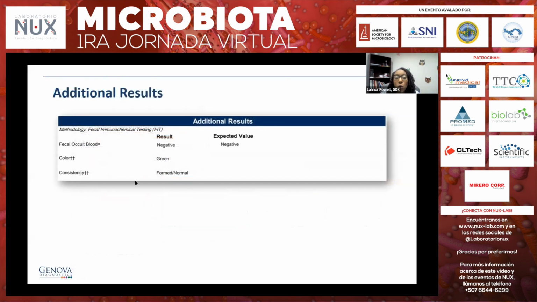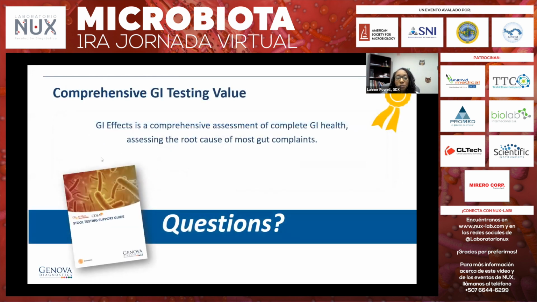Additional results, fecal occult blood. We use FIT testing, meaning that upon one positive result, you need to investigate further. There's no medication, supplement, or food that can impact this marker. So you need to evaluate if it's a female, whether on their menstrual cycle, which you should not be collecting on, but sometimes it happens. Are there any fissures, hemorrhoids, or do we need to refer to a GI doc to figure out where this bleeding might be coming from? Color and consistency are reported by the patient. And there you have it.